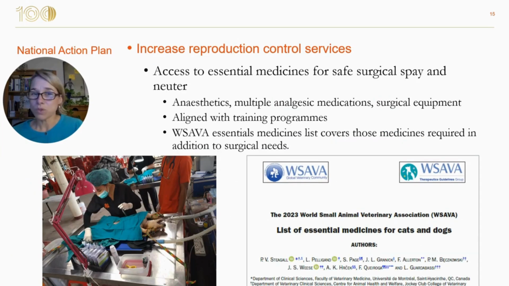Even once trained, veterinary professionals need access to medicines and equipment to perform surgery to a high standard, including safe anaesthetics and analgesics. And these essential medicines are not always accessible. Again, national authorities have an important role to play here to make these medicines legal and accessible within the country and not at an exorbitant cost. The World Small Animal Veterinary Association has recently updated its essential medicines list, and this is a good place to start for assessing whether there's a gap in accessibility that needs to be addressed in the National Action Plan.